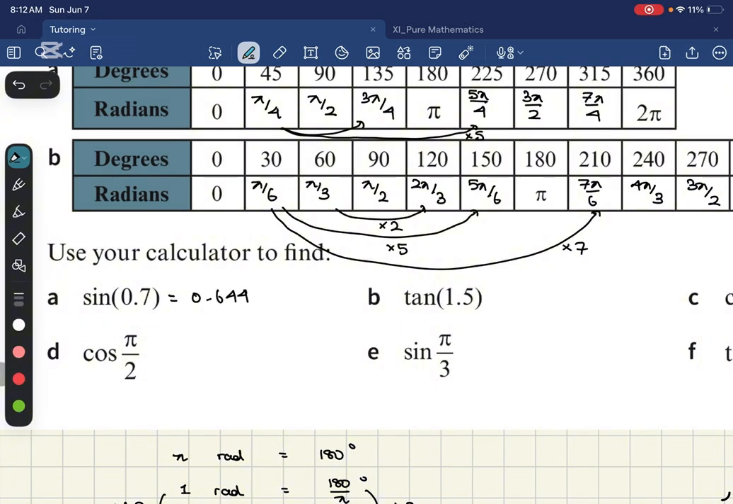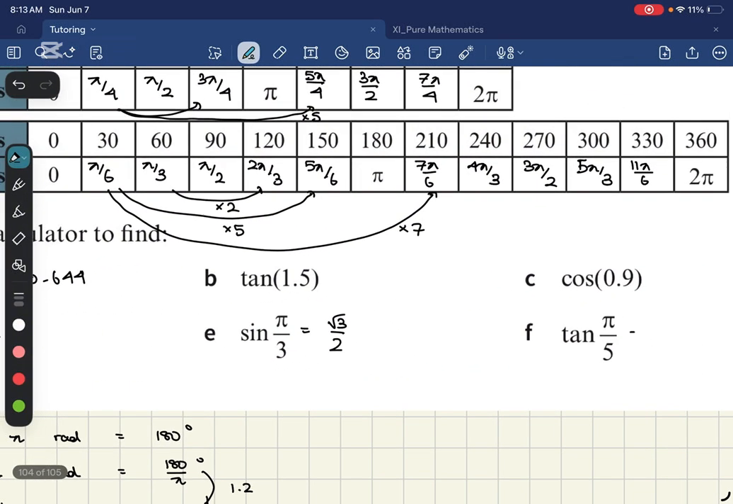Then you just say sine 0.7 is 0.644, keeping to 3 significant figures. Cos pi over 2: cos 90 is 0. Sine pi over 3: sine 60 is root 3 over 2. If you put sine pi over 3 in your calculator and compare with root 3 over 2, you should get the same answer.